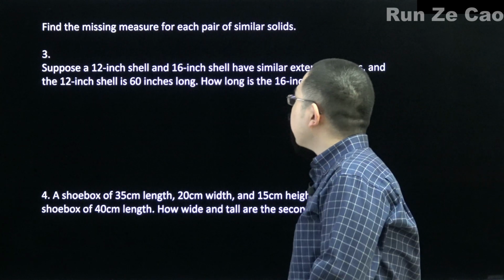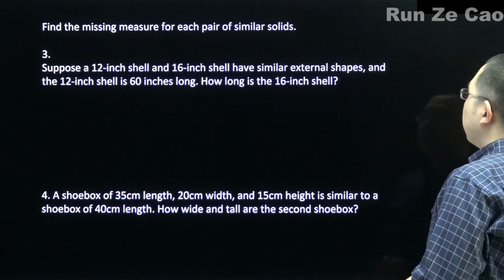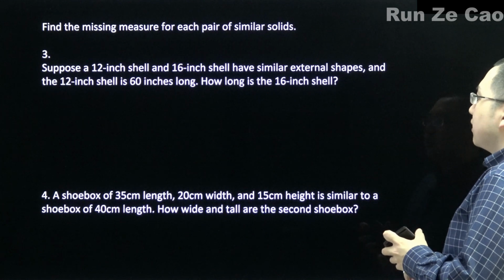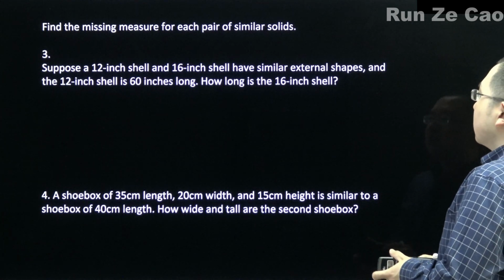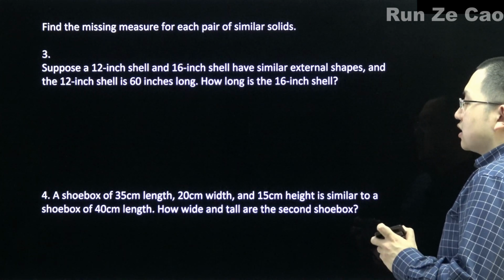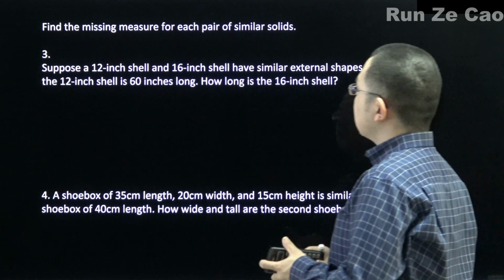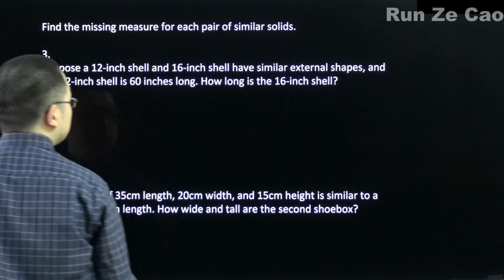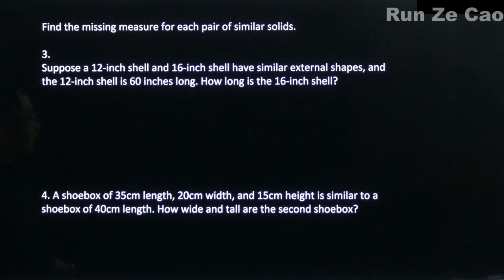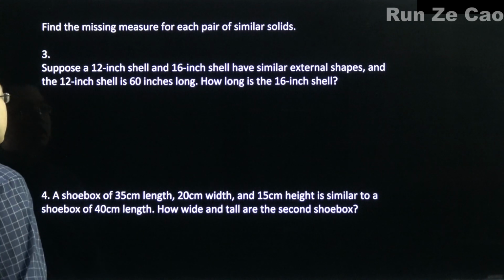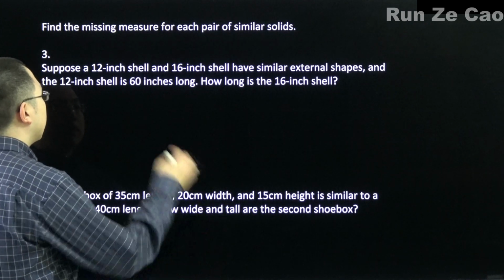So suppose a 12-inch shell and a 16-inch shell have similar external shapes, and the 12-inch shell is 60 inches long. How long is a 16-inch shell? You don't actually need to know all the dimensions as long as you're told that the shapes are similar. Similar external shapes means that the inner filler or inner structure of the shell may vary.